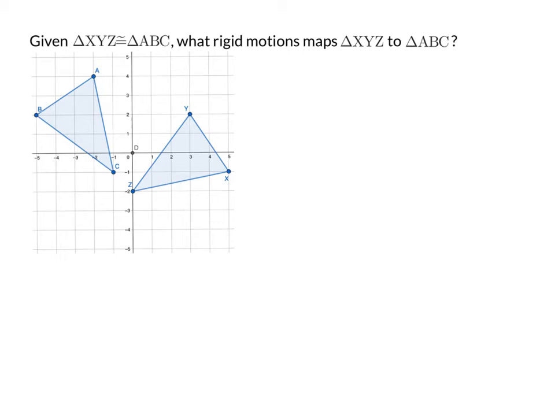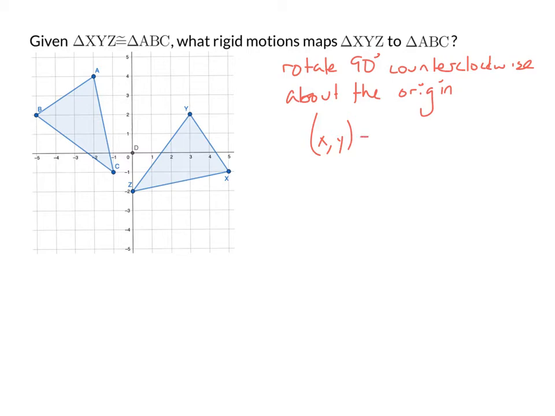So let me start by rotating figure XYZ, and I'm going to go 90 degrees counterclockwise about the origin. Now, if you recall, what this means from our rules is that when we go from x comma y, those will transform into negative y comma x.